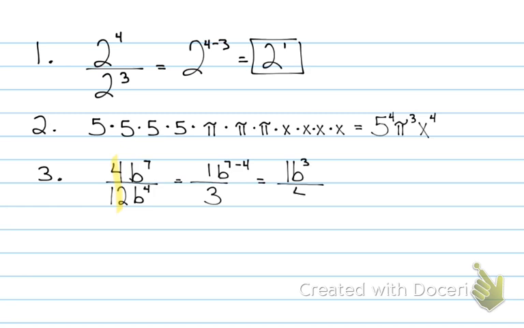b to the 3rd power over 3. Yes, over 3. That's supposed to be a 3. I'm about to change it. Okay, b to the 3rd power over 3. All right, who got that right? b to the 3rd power over 3. All right, or if you didn't, do you see where you went wrong?